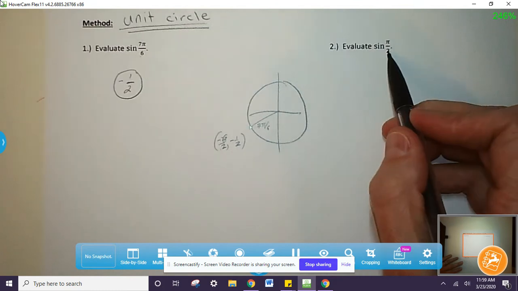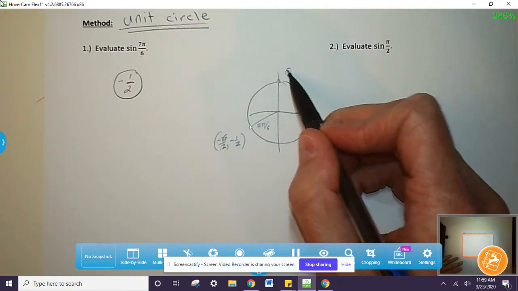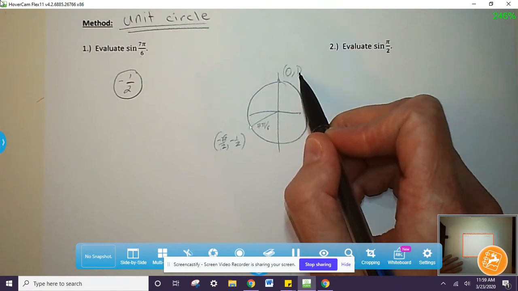To evaluate the sine of pi over 2, if you're going to stick with the unit circle method, you're going to think of the angle pi over 2, and that point up there, 0, 1. 0 is your cosine, and 1 is your sine.